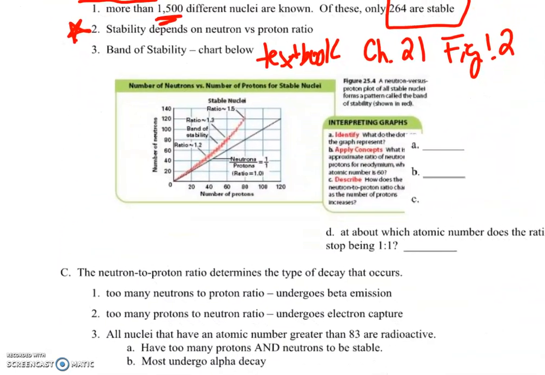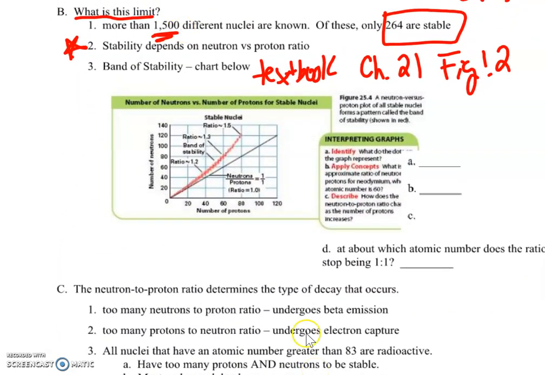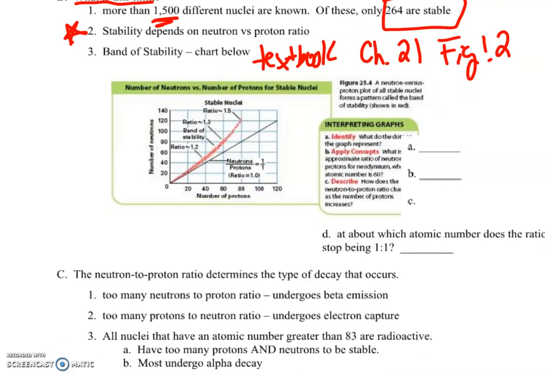So this is called the band of stability. And if we take a look at that, you can see that with your smaller atoms, the band of stability is about 1 to 1 almost.